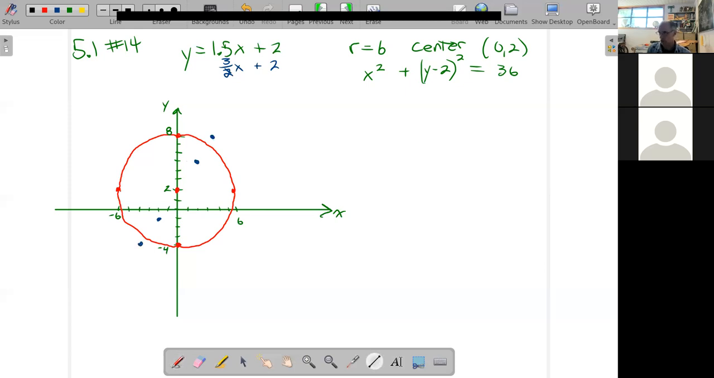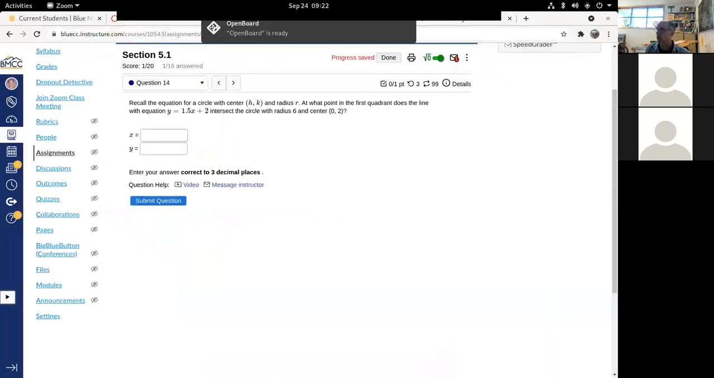So let's see, did I do an okay job? Not too bad. Those points kind of sort of line up. If you're drawing a line and your points don't quite line up, just make them bigger. So here is my line. And I can see there's a point here, and I believe I was asked for the first quadrant, right? At what point in the first quadrant?